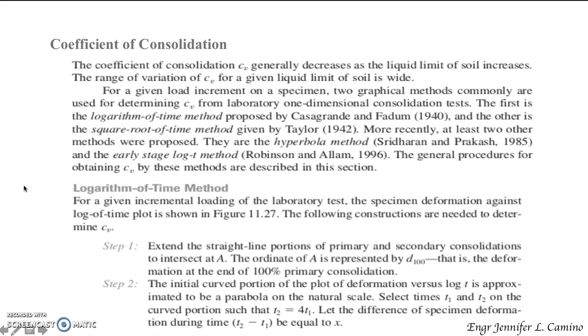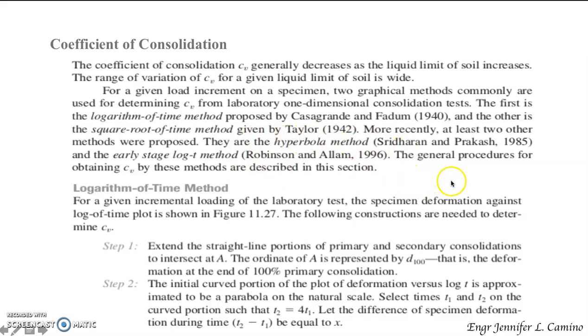So we move on now to the coefficient of consolidation. The coefficient of consolidation, C sub v, generally decreases as the liquid limit of the soil increases. The range of variation of C sub v for a given liquid limit of soil is wide. For a given load increment on a specimen, we have two graphical methods commonly used to determine C sub v, from the laboratory one-dimensional consolidation test. The first is the logarithm of time method, proposed by Casagrande and Fadum, and the other is the square root of time method given by Taylor.